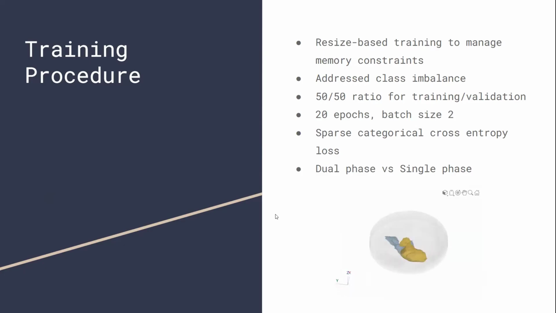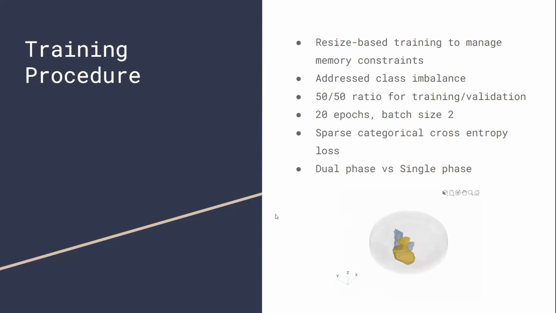So to our training procedure. Our training procedure was designed to handle the computational constraints. So we resize it, and then we address the class imbalance, and we use a 50-50 ratio to make the three models consistent. And then we have 20 epochs, and using batch size 2. And for the loss function, we use the TensorFlow default sparse categorical cross entropy loss.